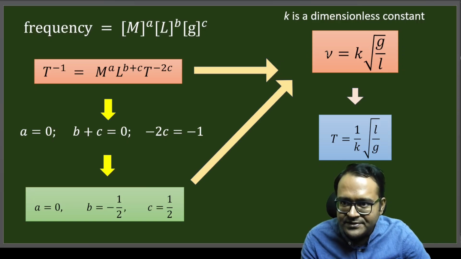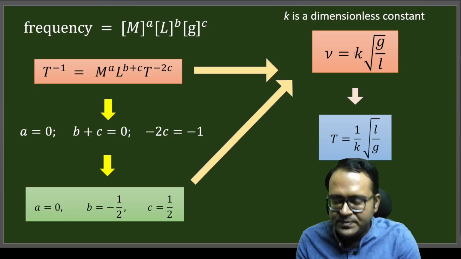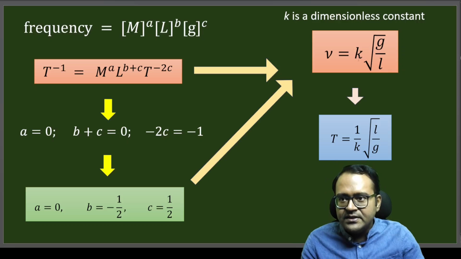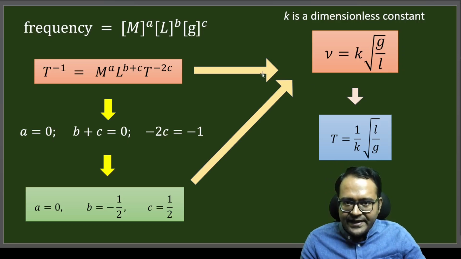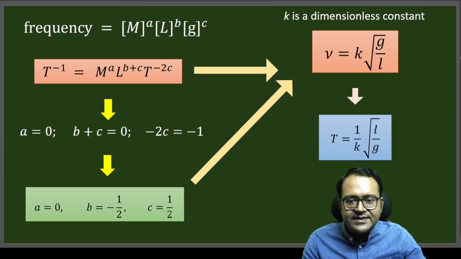Now, you just substitute these values, and your frequency depends on some constant. This constant cannot be evaluated by dimensional analysis. So there will always be a constant with g and L under a square root. Why? Because L is to the power b and b is minus half by your dimensional analysis, and g is to the power c and c is half. So that's why your frequency is k square root of g by L.